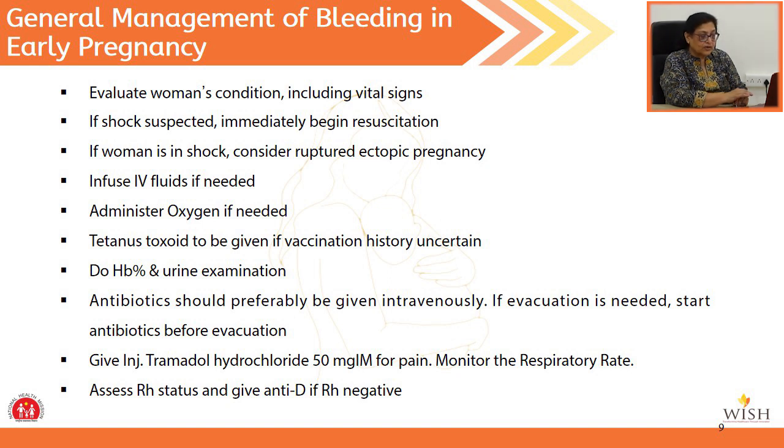If bleeding is less but shock is out of proportion, consider ruptured ectopic pregnancy. Infuse IV fluids, administer oxygen. If she has not had a vaccination or her vaccination history is uncertain, here is the time when you can give her a tetanus toxoid. Do urine examination, hemoglobin, and do her blood group and type. If required, cross-match and keep blood ready. Give antibiotics and consider for evacuation if you feel that this is incomplete or inevitable abortion. For pain, you can give her tramadol.